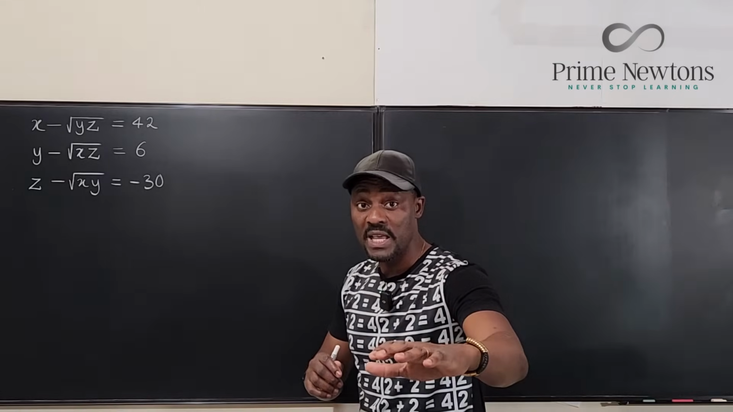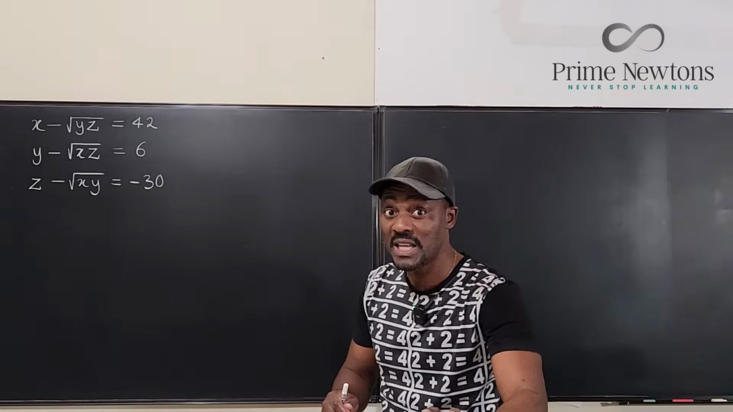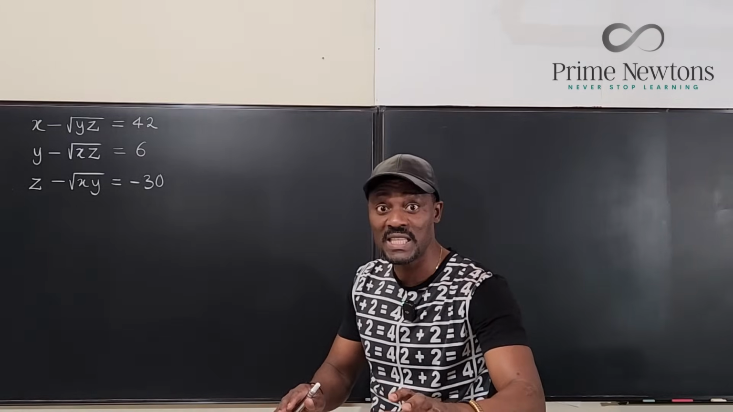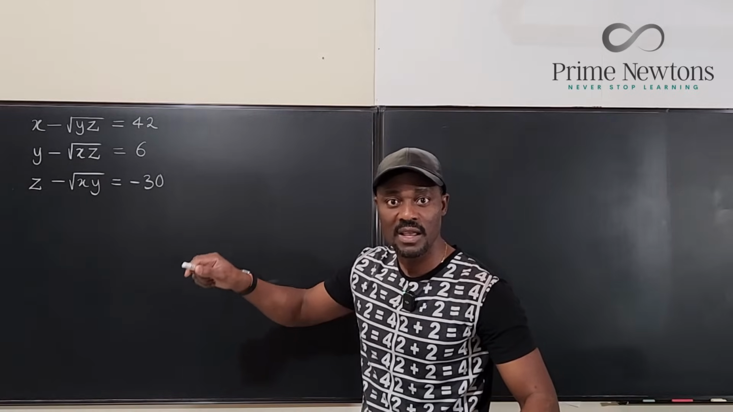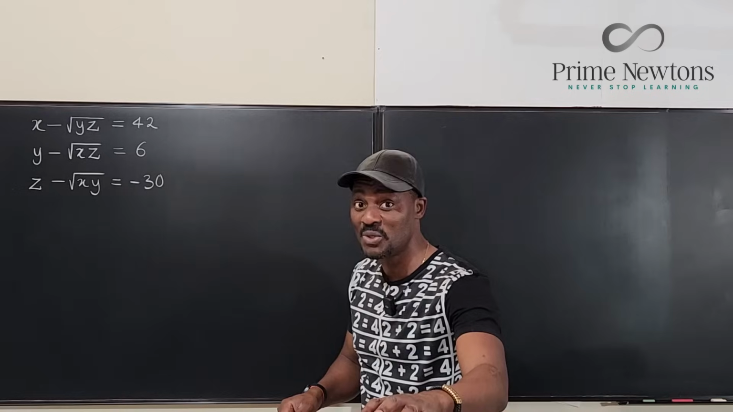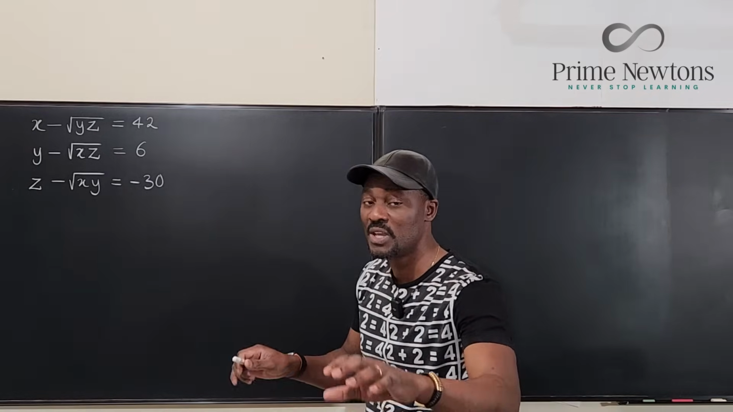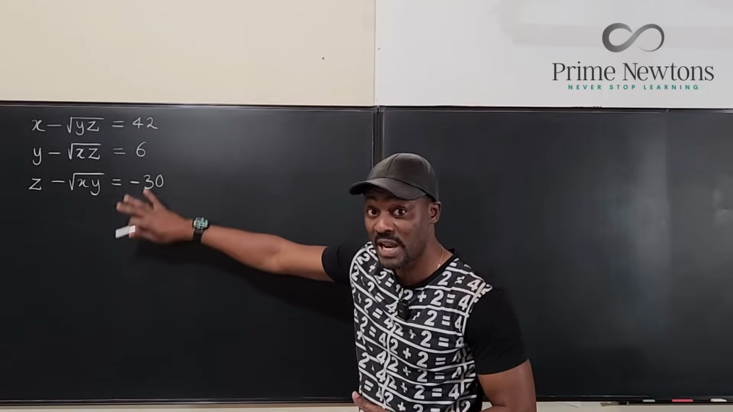So the eye-opening experience was when I stopped dealing with x. I stopped dealing with y. I stopped dealing with z. I started dealing with the square root of x, the square root of y, and the square root of z. So that's how I'm going to start this solution. I'm going to replace the square roots with a different set of letters, and that's how we're going to proceed.